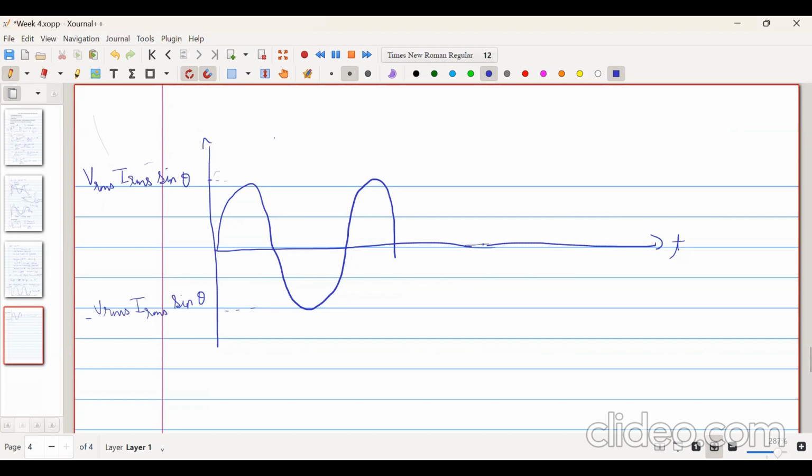So any doubts in this? Yes, sir. Why don't we want this power? When this power is there, this power cannot be used by the load. To do the actual proper work which the load has to do, this reactive power is not needed. Although some reactive power is required for setting up magnetic flux and so on.